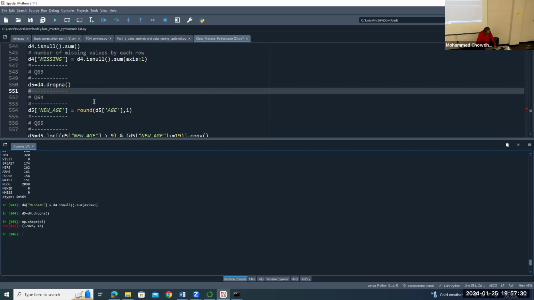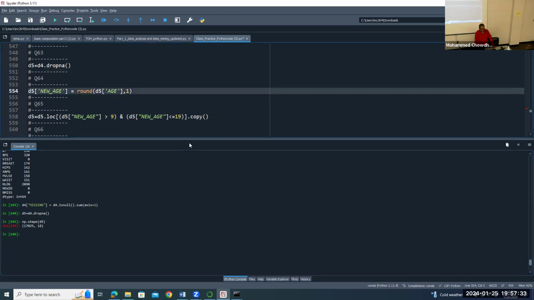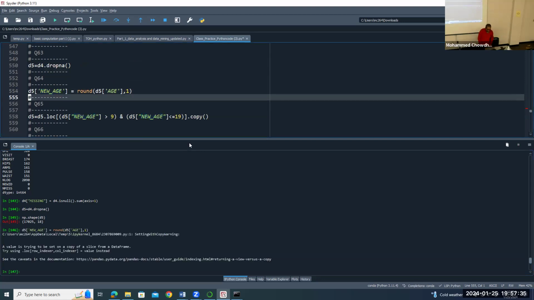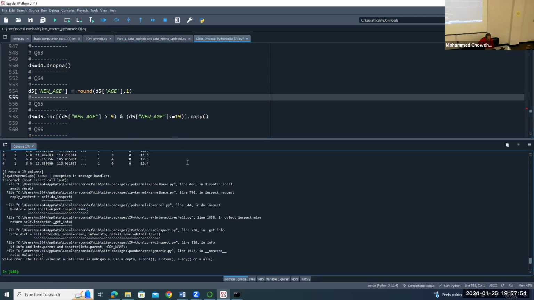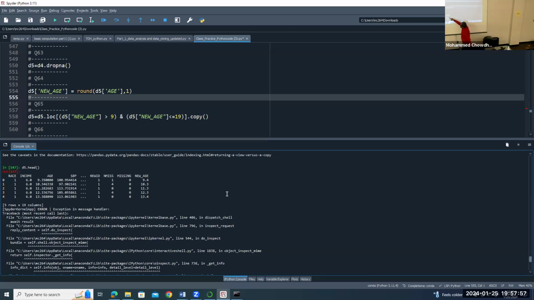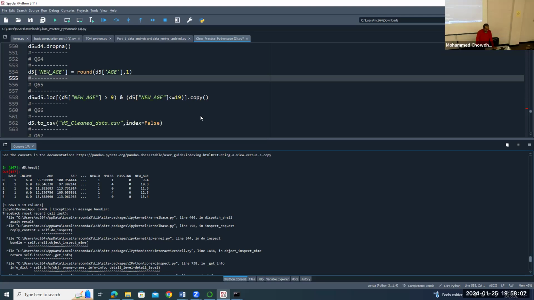After that, see, I said age, right? I am creating a new age. When I run line number 554, I am creating a new age variable by rounding the existing age to 1 decimal place. Now take a look at the data, D5 dot head. Are you seeing new age is created, right? 1 decimal place age is created.